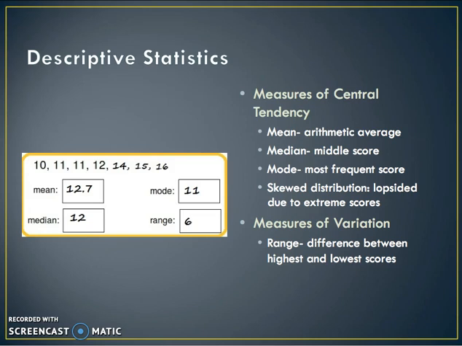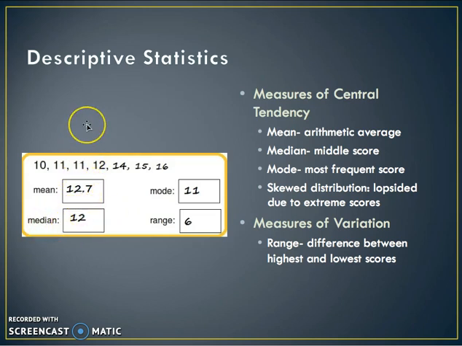So in this example here, you would add 10, 11, 11, 12, 14, 15, 16. You would divide that by, how many are on there? 7, and you would get 12.7. All right, for the median, you would line up all of those scores. As you can see here, we lined up all of those scores, and the middle score is 12. So that is now your median.